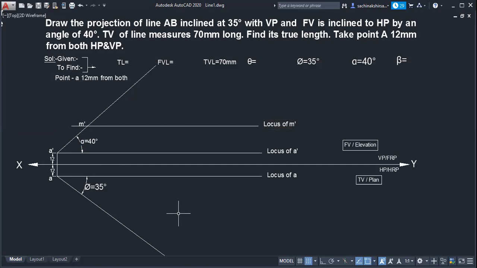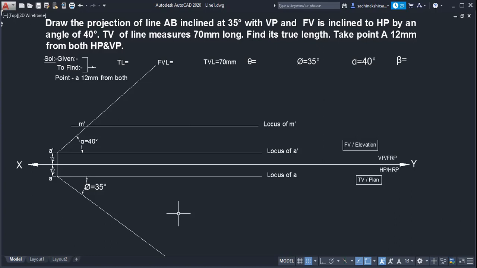Now at this stage, what can we do? We know the front view length of the line AM. Is it possible to get its true length? What can we do? Straight line from M dash. What will we get if we draw a straight line from M dash? TVL of AM. TVL of point M. Yes, sir.